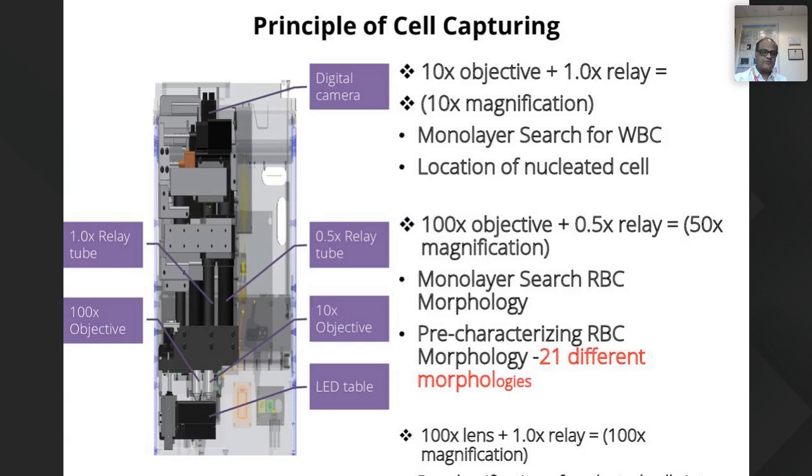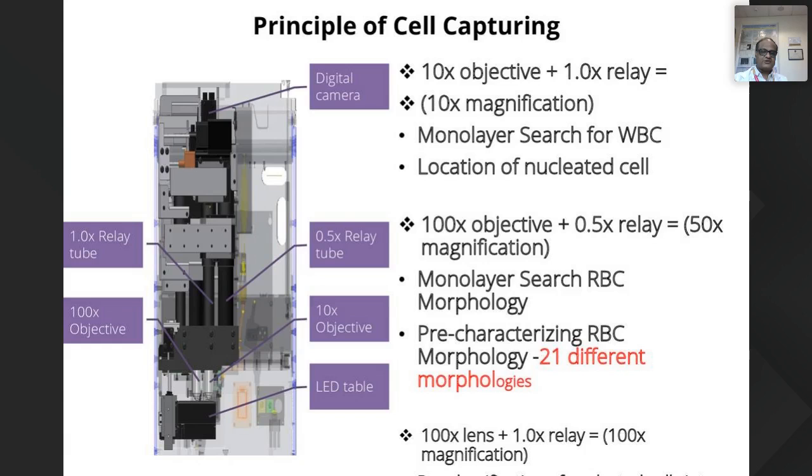Here you can see down below, and you have got a 10x objective also, and you have got an LED table which emits the light. The slide sits over here. It gets scanned in the 10x objective, as well as oil is dispensed before it goes into the 100x objective, and the images are captured through this.